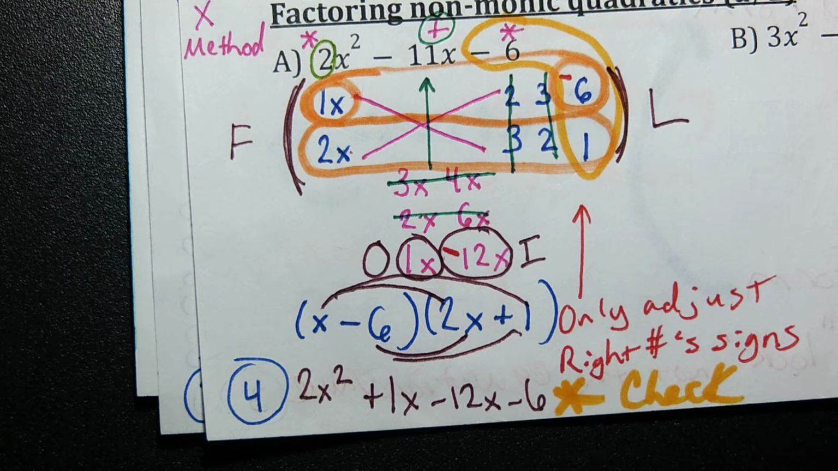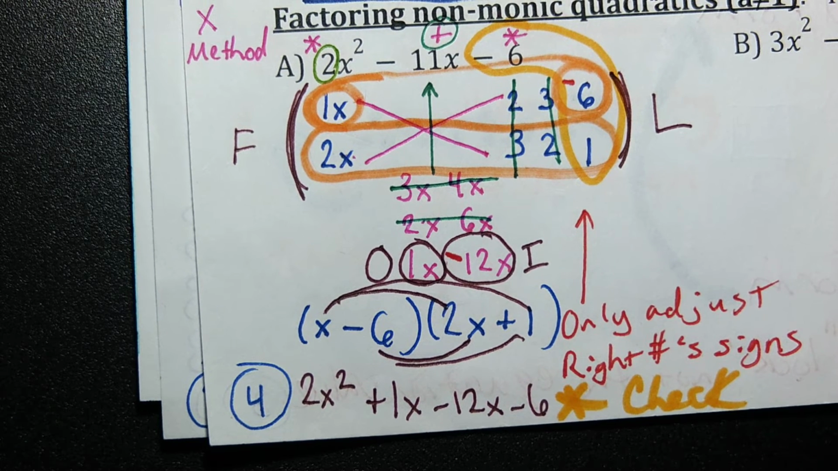So if I think about FOILing, do I ever multiply the terms that are in the same parentheses together? No, I never multiply the x and the 6. I do multiply on the crisscross together, but since I never multiply the x and the negative 6 together, that's why they end up in the same parentheses together for a factored form.